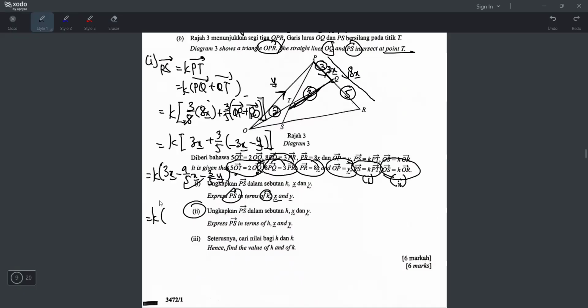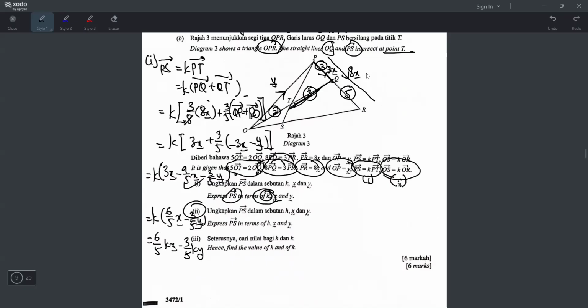Press calculator. My calculator gives me 6 over 5. So this answer is 6 over 5x minus 3 over 5y. And don't forget to times k. So the answer is 6 over 5kx minus 3 over 5ky. This is your question 1 answer because they want it in terms of k, x, y.